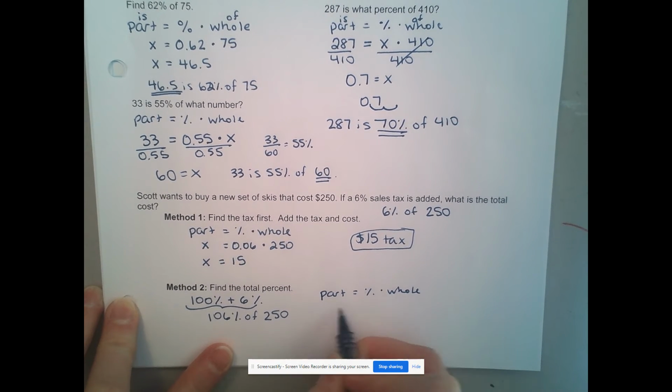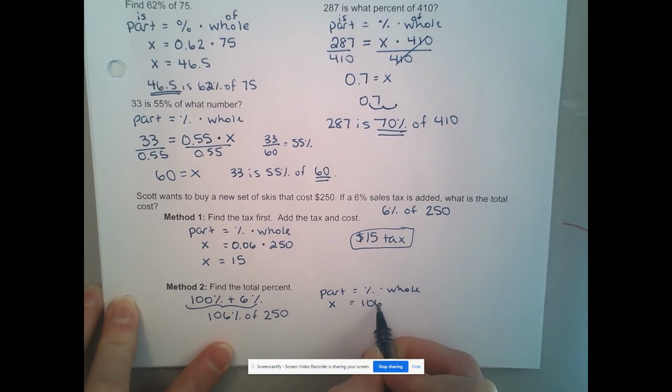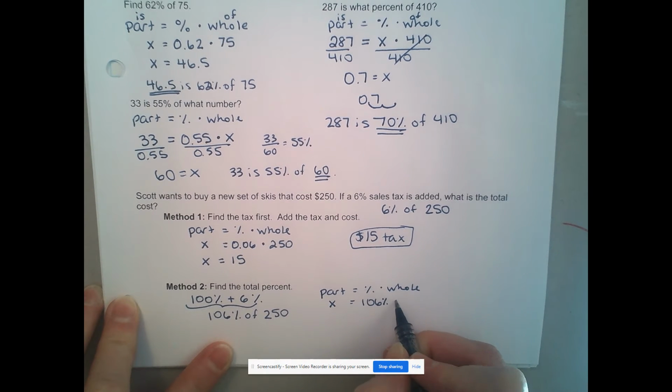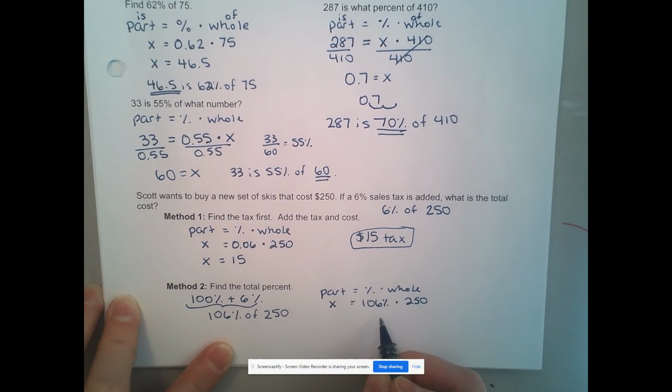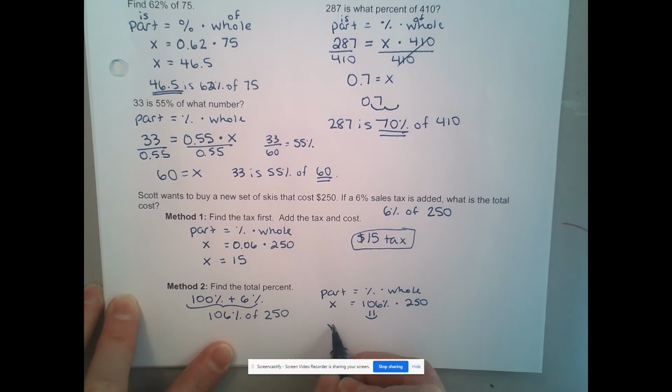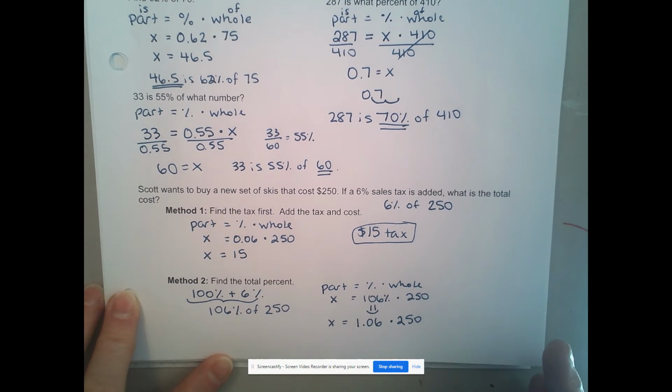The part, well, we don't know it, right? The percent, we are looking for 106%. But if we're going to write that times the 250, remember we have to put it in decimal form. So we've got to do x equals 1.06 times 250. We cannot plug it in percent form, it has to be in decimal form.